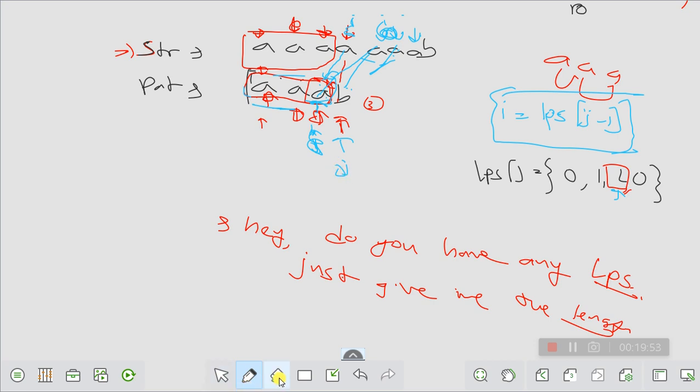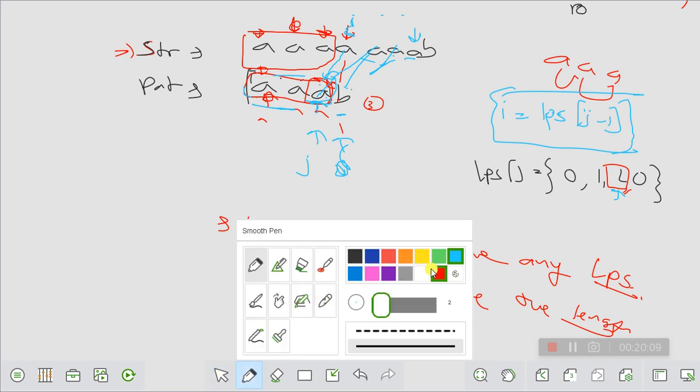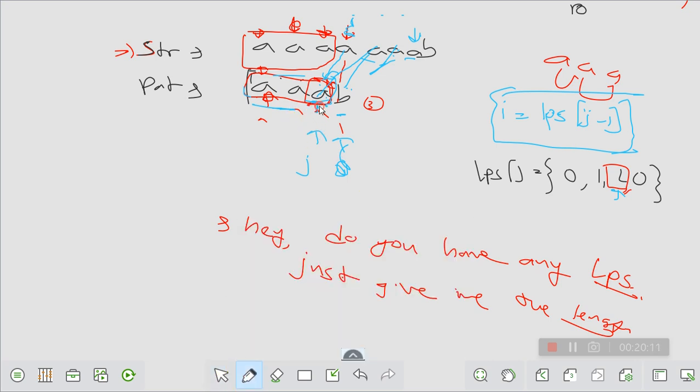Now again notice that this a and this b are not equal, so it is going to move my j pointer here, and my i pointer will now remain the same. This time it sees that this a and this a are equal, so it moves both j and i here, and it sees that this b is also equal.